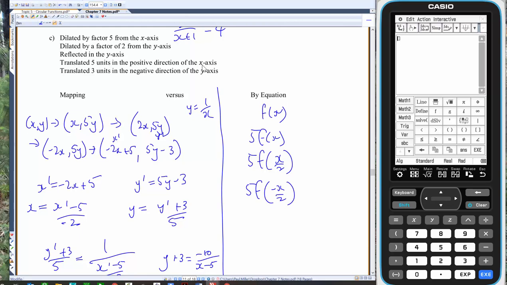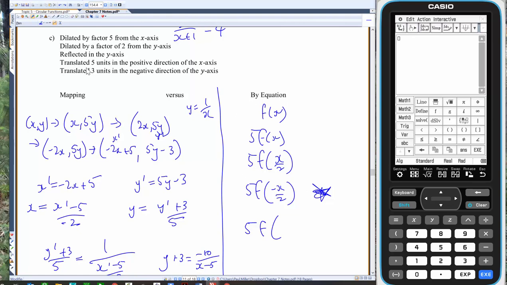Here's where all the mistakes happen at this point here. So translated 5 units in the positive direction of the x-axis. Here's what many students will do. The positive direction of the x-axis, they'll write take 5. Okay, and that's wrong. Okay, so worth writing down that that's the issue. Okay, here's the correct one.